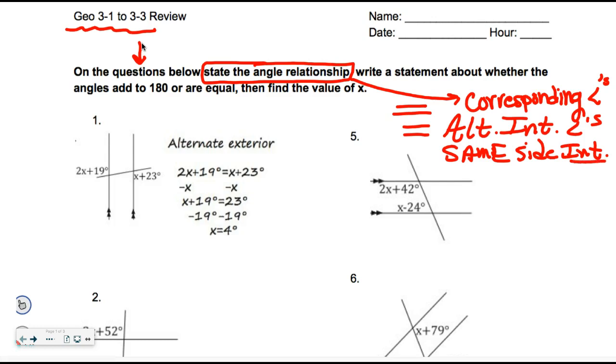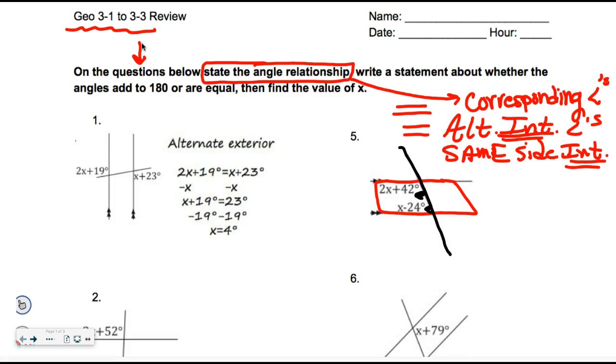Same side interior still has this word interior, so we're still smashed between the parallel lines. And we're on the same side of the slicer. So for this number 5, that's the relationship here. They're on the same side, they're both to the left of the slicer, and they're between the parallel lines.